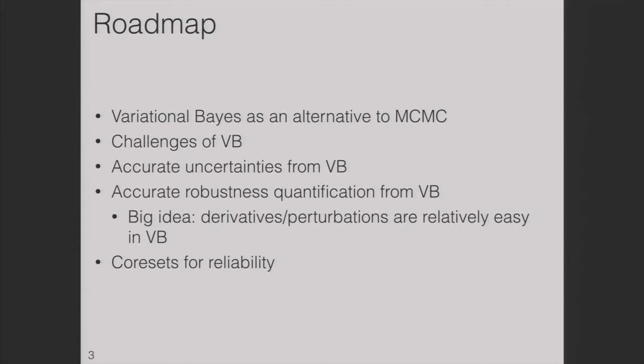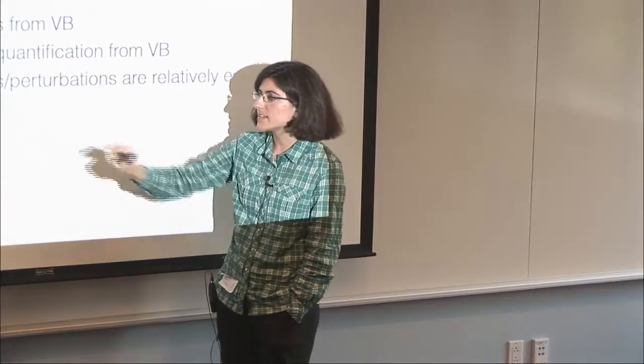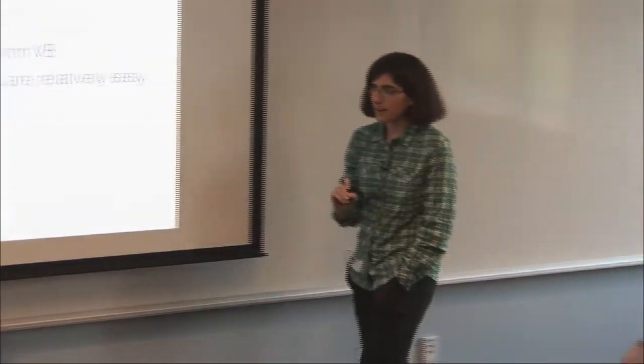And then if there's time, I'll talk about how there's a remaining challenge with variational Bayes. So here we've talked about uncertainties, but there could be bias. There could be issues in estimating tail probabilities, things like that. And I'll talk about some recent work that Jonathan's been doing on core sets for reliably estimating the posterior in all these different ways.